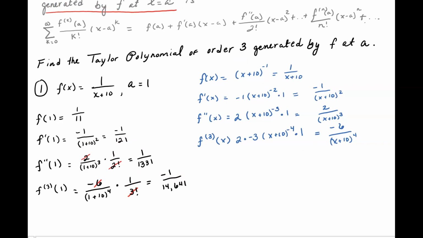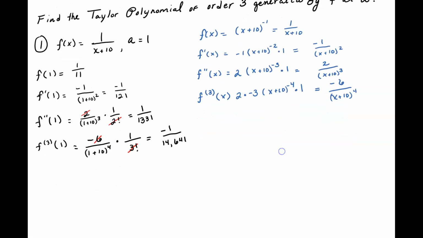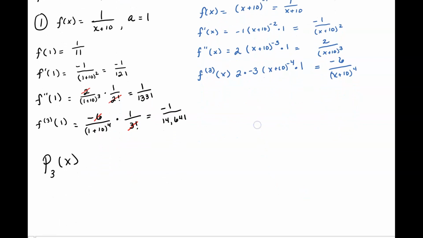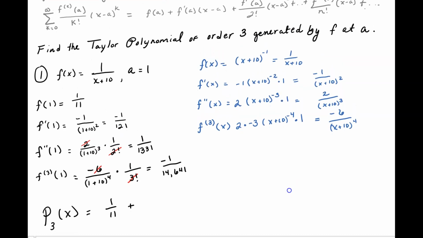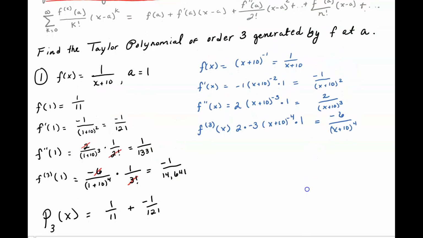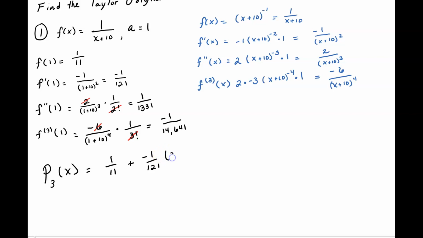To generate the Taylor polynomial, we're going to call it P3 of x. It is a polynomial function. The first thing we write is f of a. Well, we know f of 1 is 1 out of 11. We've got that down. Plus, now the coefficient f prime of a is negative 1 out of 121, multiplied by x minus a. So in this case, it's x minus 1 that we multiply by.